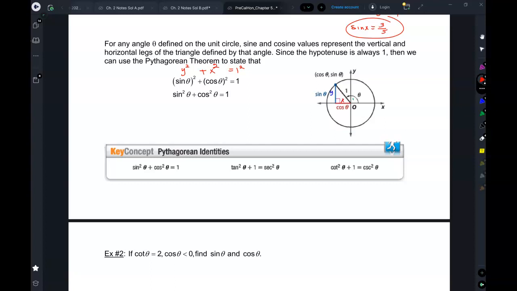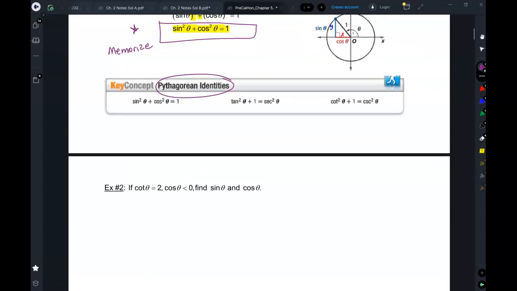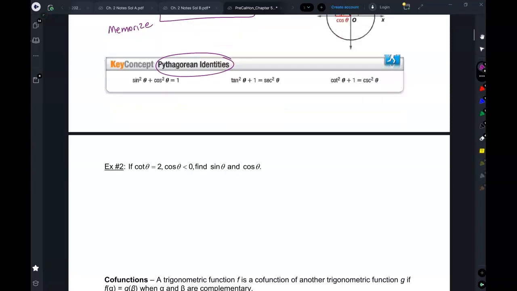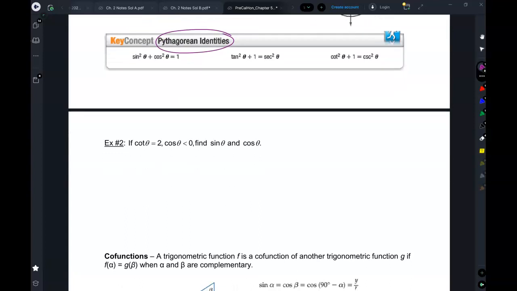Do you see how we derived that? How we came up with that? We used the Pythagorean theorem to come up with that, right? So this is called a Pythagorean identity. This fact here is called a Pythagorean identity. You need to memorize this. You just have to know this. Now, the Pythagorean identity has friends, right? So let's take the Pythagorean identity here on the bottom of this page. I'm going to take this one.